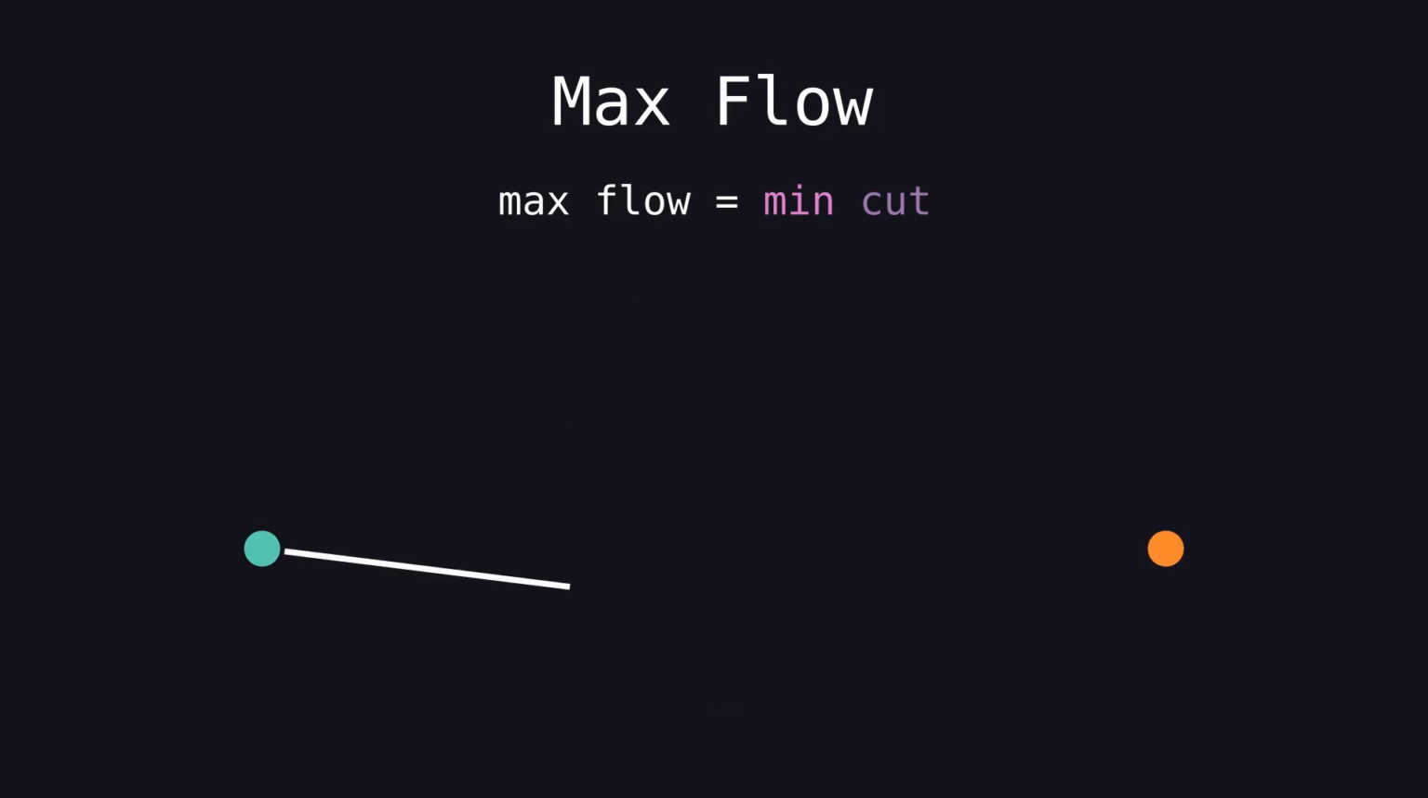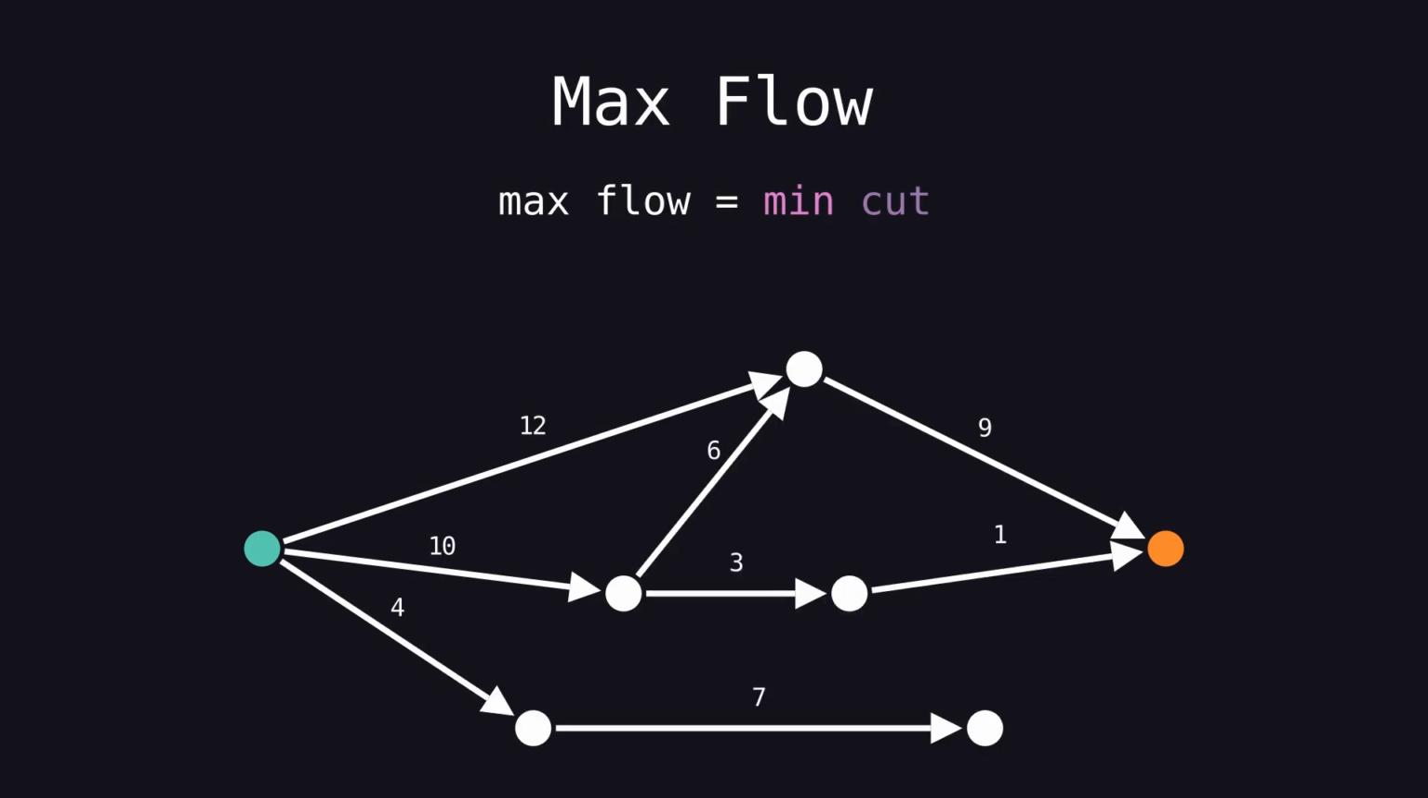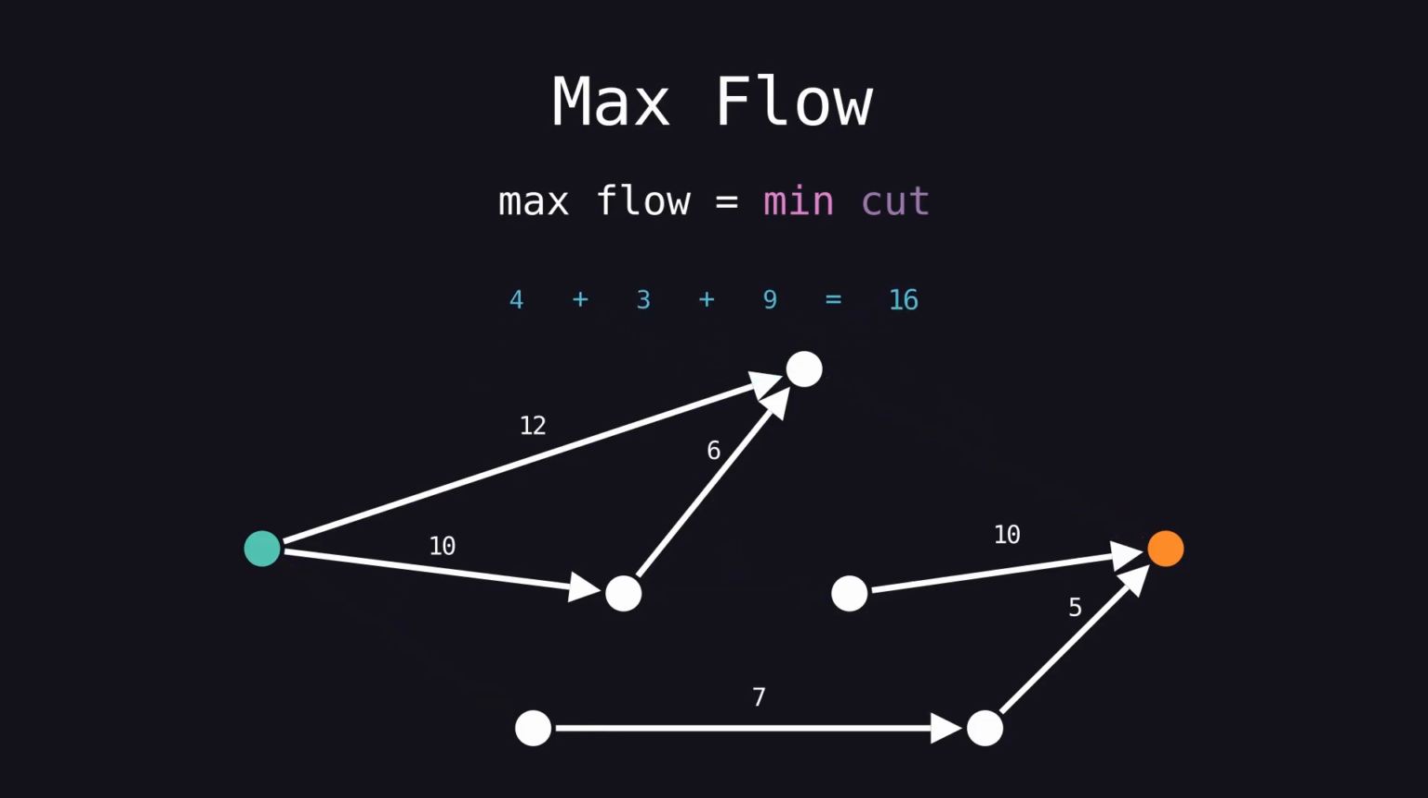Bringing back our larger network, can you find the max flow by searching for the minimum cut? Remember, a cut is a set of edges where if you remove them, the sink is cut off from the source, and you want the cut which has the minimum total value of edge weights. That's right, it's this one. So the max flow is 4 plus 3 plus 9, which is 16.